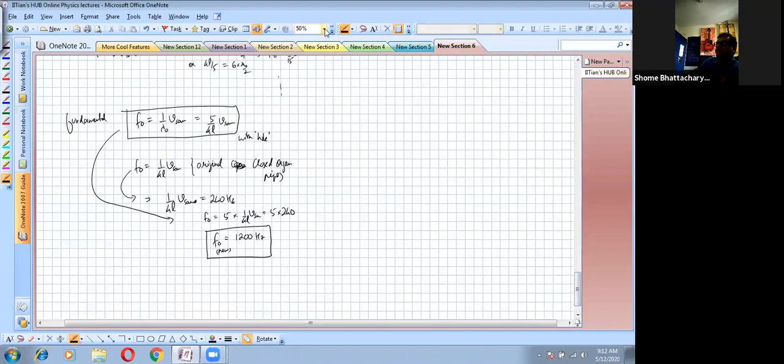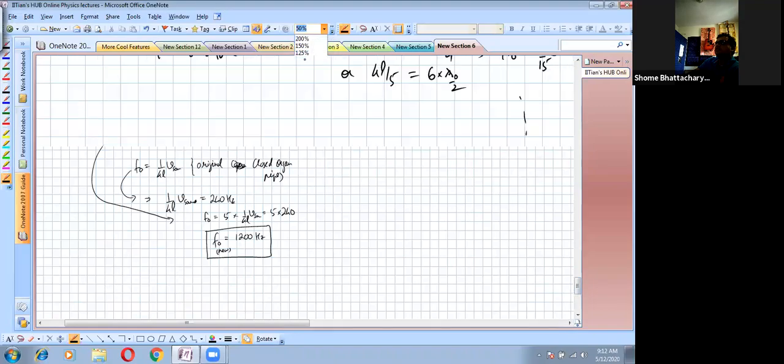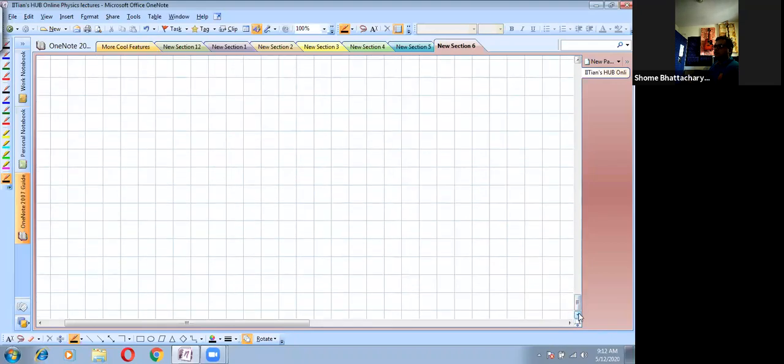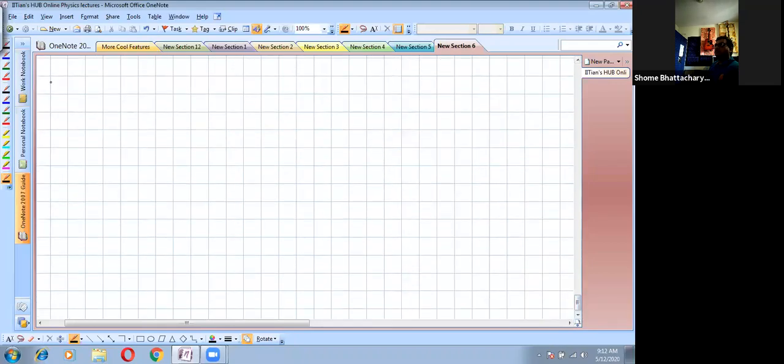Okay. Now let's. So these were some revision questions for your standing waves in sound. Now let's come back to some more general type of questions in sound. So next up, I'll pick up a question or two from Doppler's Effect.